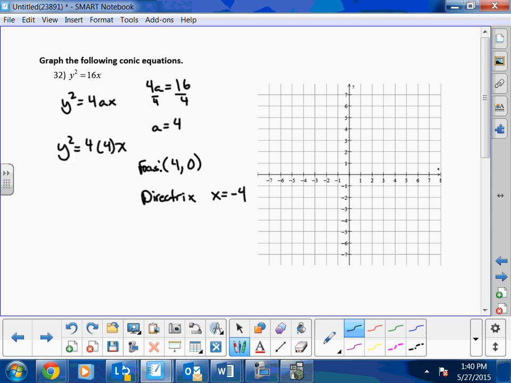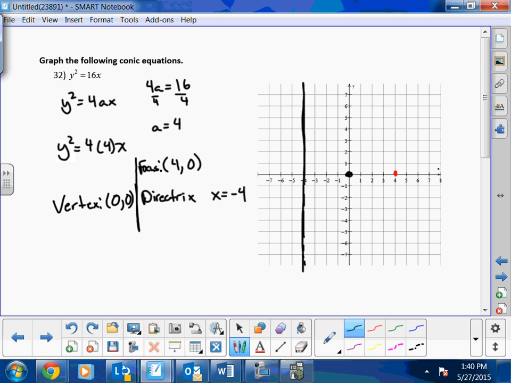Now, this one has a center at 0, 0. The vertex on this is going to be 0, 0. Not a center, but just a vertex. So my vertex is here. My directrix, which is the asymptote line, will be here. And then after that, my focus is going to be 4, 0, which is right over here.